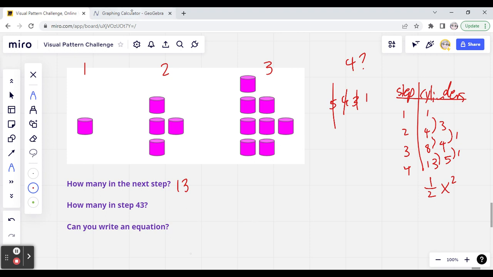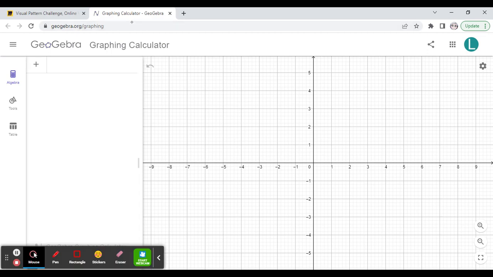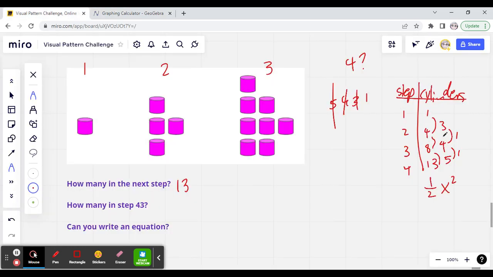And I'm going to use this tool called GeoGebra. So maybe you've used this before. This is kind of a fancy graphing calculator. And what we're going to do is plot the points. So this chart, (1, 1), (2, 4), (3, 8), (4, 13), those are going to be our X and Y coordinates. And we're going to see what this looks like.